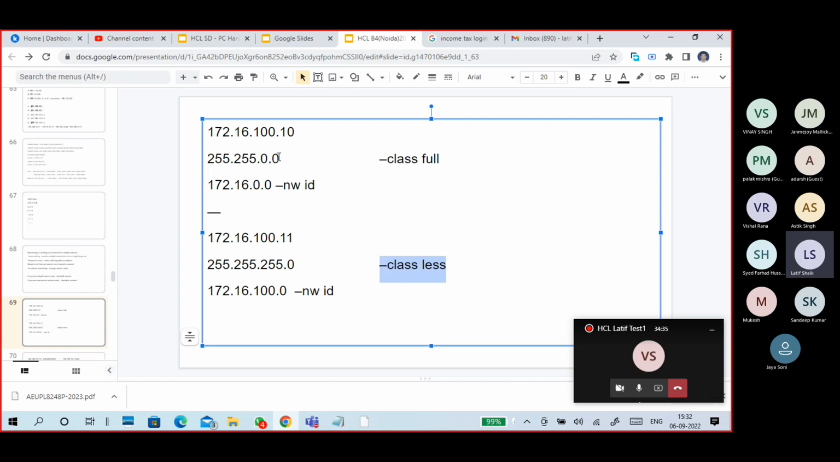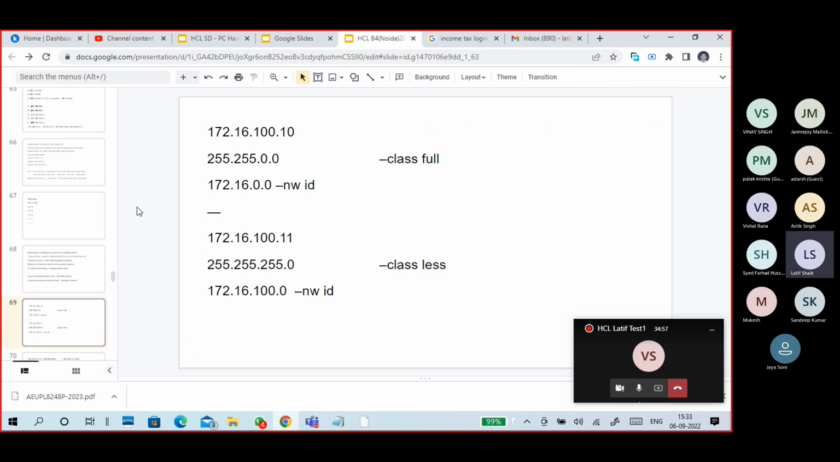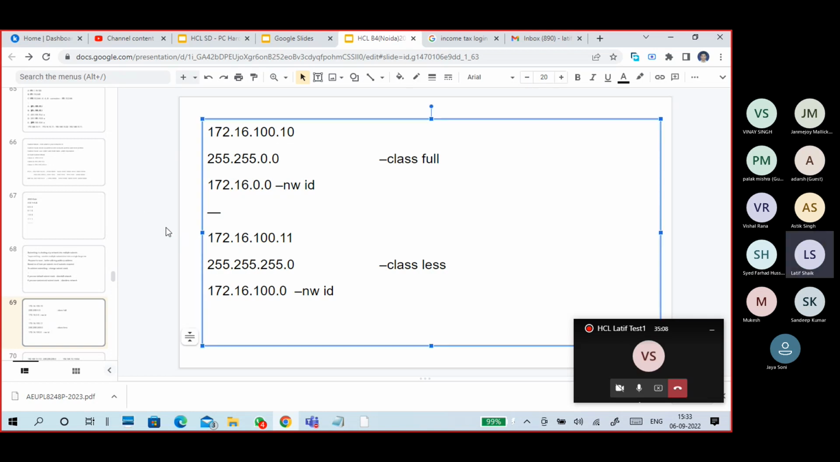Means if you use the default subnet mask, for example, you said your IP address is 170.16.100.10, but you didn't tell the subnet mask, I have to assume you are using the default subnet mask. That's why it is called classful. But if the subnet mask is different, then compulsory you have to specify the subnet mask.